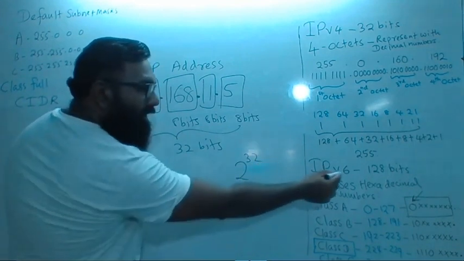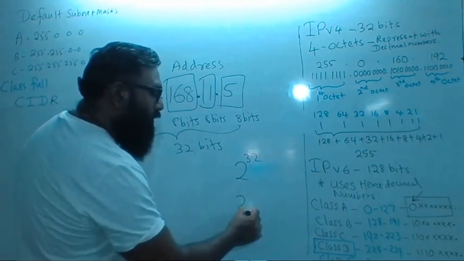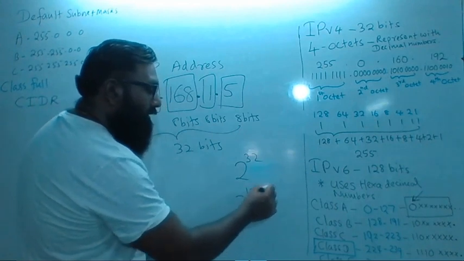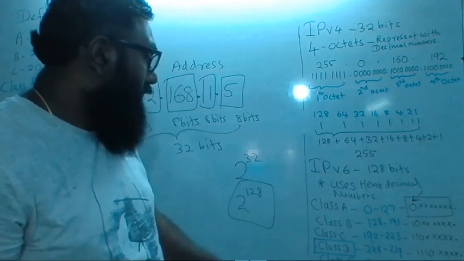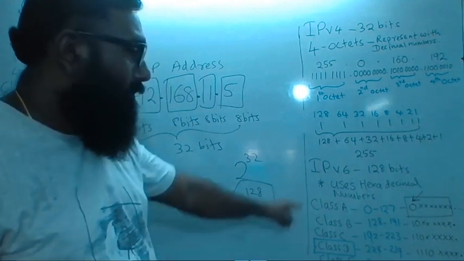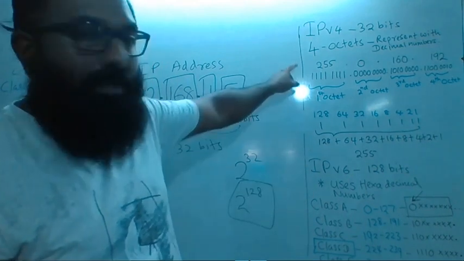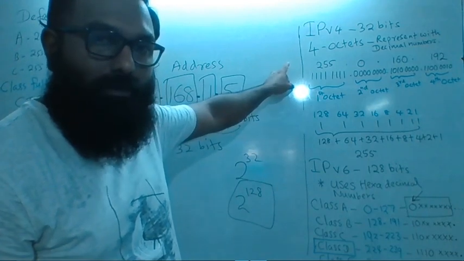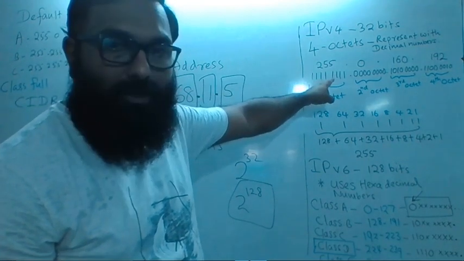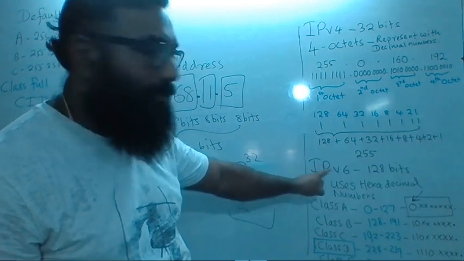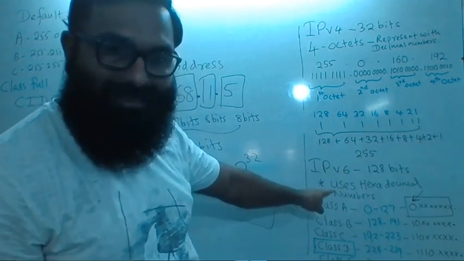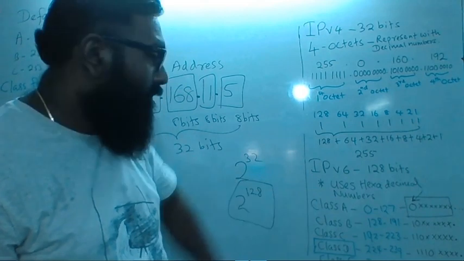Now we are having 128 bits, so that means 2 to the power 128. So we are having a large amount of IP addresses. But here mainly you have to know, here we have used decimal to represent the IP addresses. But now with IPv6, that is represented with hexadecimals. Okay, hexadecimals.